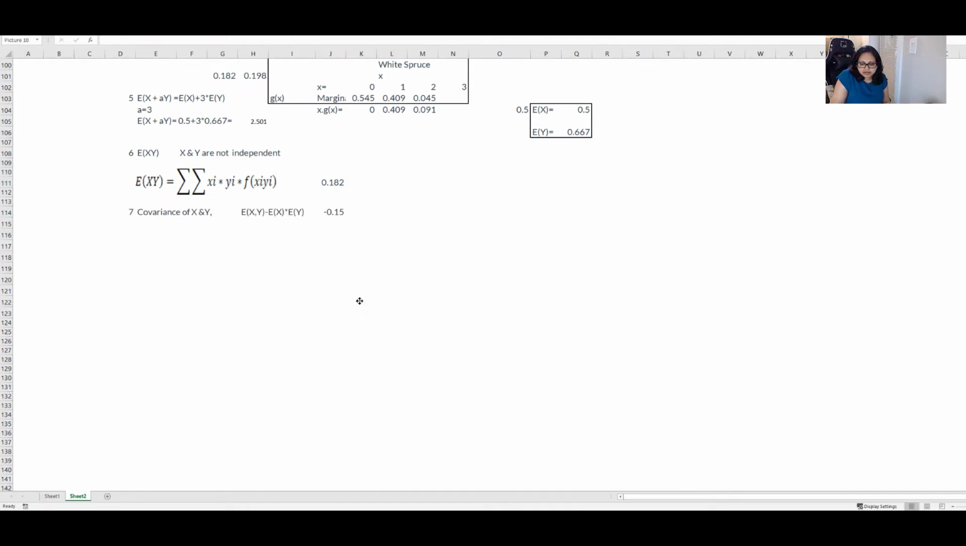Okay, so for the covariance you can use this equation. That means the expected value of what we found for the joint x and y, minus their means, that means expected value of x multiplied by expected value of y. So that's what I found if I multiply them and then subtract from the 0.182. That means if one increases, another decreases, and they are actually associated.